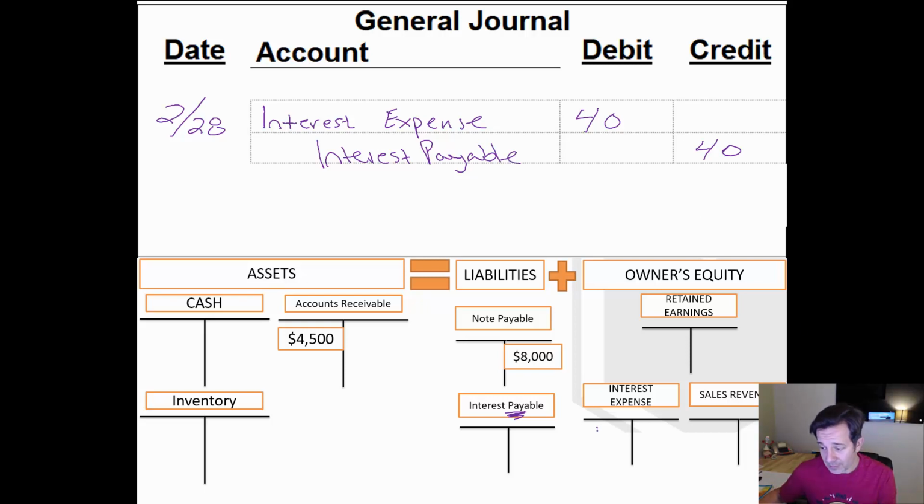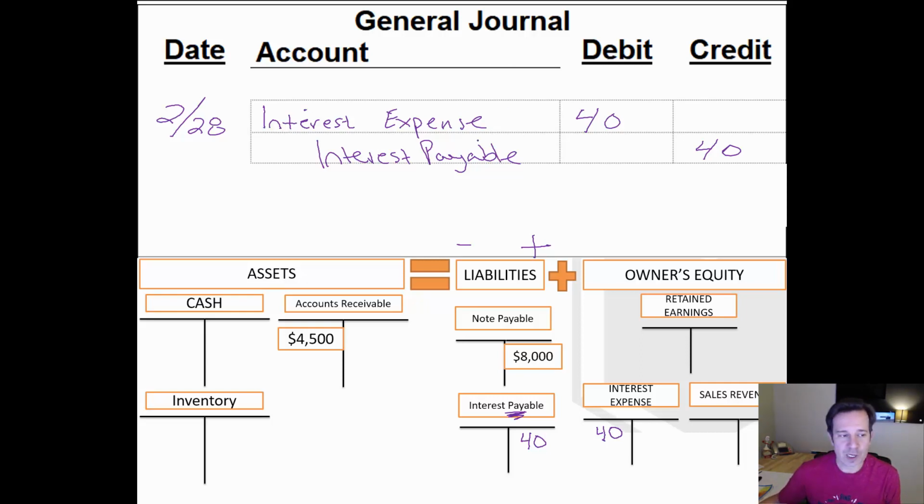Remember your expenses? Always debits when we record them. That payable account lives on the right-hand side of the equation, so it goes up on the credit side. We recorded the fact that we incurred that expense in February, but we haven't paid it yet. Very important to match up your expenses in the month they happen so we can keep an accurate track of our profit. All right?